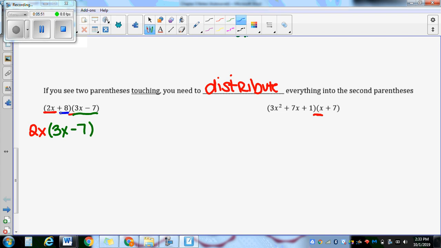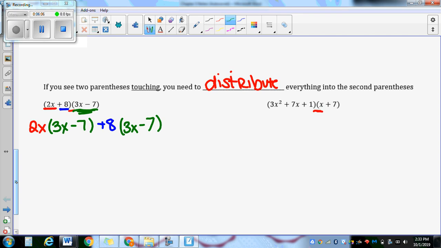And then I need to take this plus 8 and distribute it into this 3x plus 7, I'm sorry, minus 7. And as soon as I rewrite it to look like that, it matches these guys up here. So I'm going to take this guy, and distribute to get rid of my parentheses. So this will be 6x squared minus 14x. Distribute over here, it's a positive 8. So that gives me positive 24x. Positive 8 times negative 7 makes negative 56.